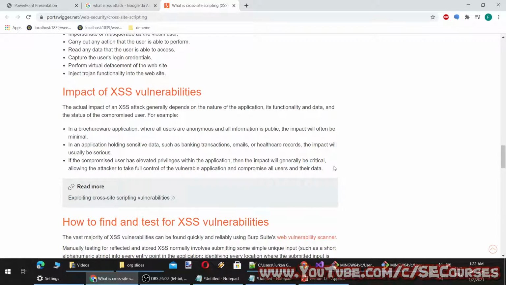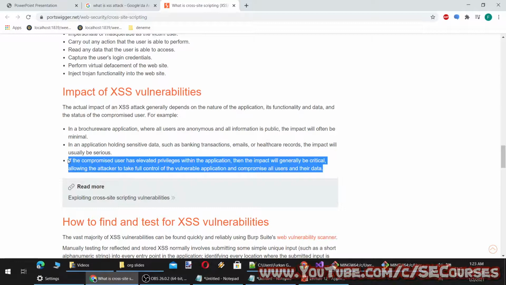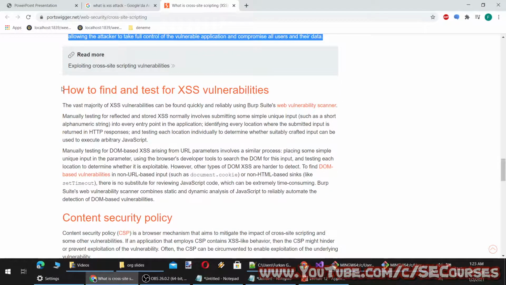Impact of XSS vulnerabilities. The actual impact of an XSS attack generally depends on the nature of the application, its functionality and data, and the status of the compromised user. For example, in a brochureware application, where all users are anonymous and all information is public, the impact will often be minimal. In an application holding sensitive data, such as banking transactions, emails, or healthcare records, the impact will usually be serious. If the compromised user has elevated privileges within the application, then the impact will generally be critical, allowing the attacker to take full control of the vulnerable application and compromise all users and their data.